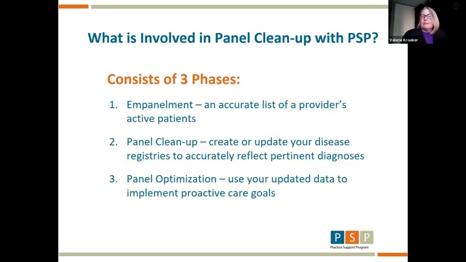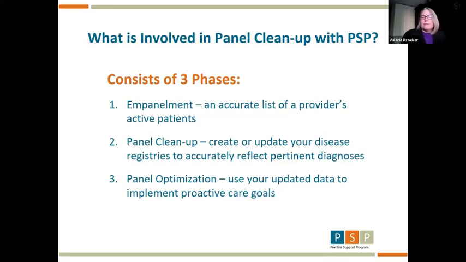And the panel management program is divided into 3 phases. Phase 1 is empanelment, and that's where you're going to review your active patients and determine if they should be made inactive. For example, have they moved, are they deceased, or have they just disappeared? In this phase, you can also ensure that your active patients' contact information is up to date so that you can get a hold of them when you need to.